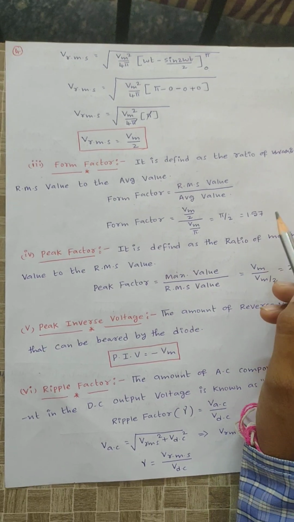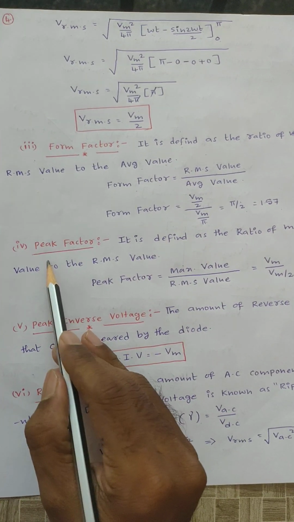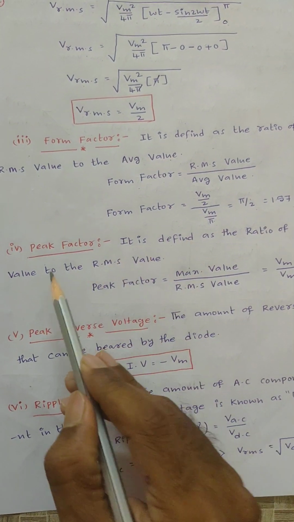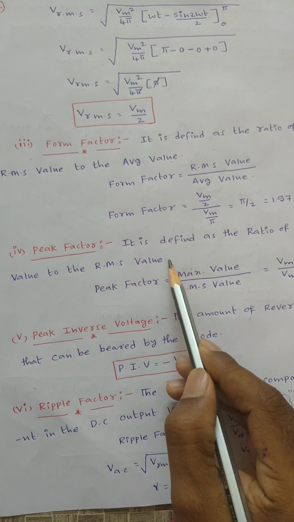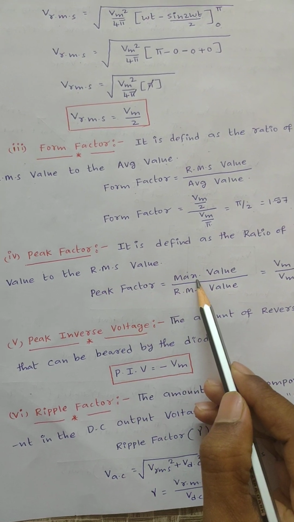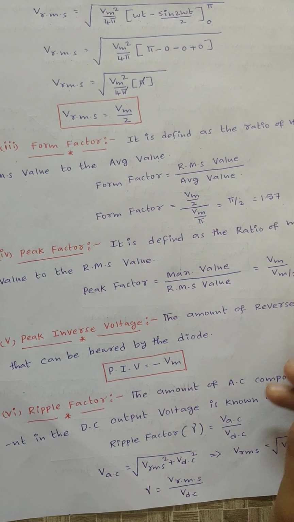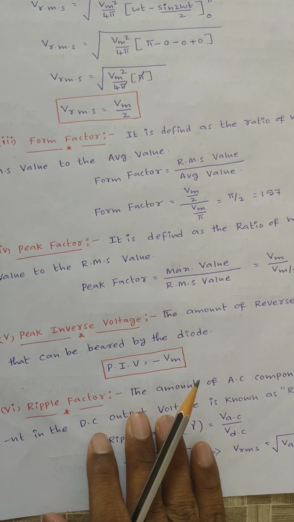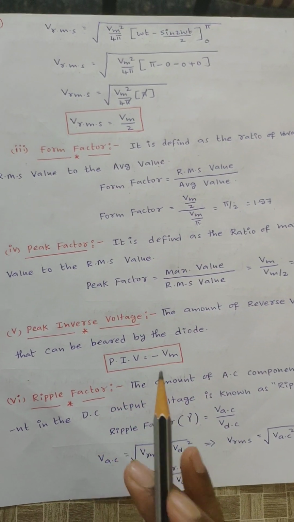Next, peak factor. It is defined as the ratio of maximum value to the RMS value. Peak factor is equal to the maximum value, which is nothing but Vm, divided by the RMS value, which in case of voltage is Vm by 2. You will get 2.